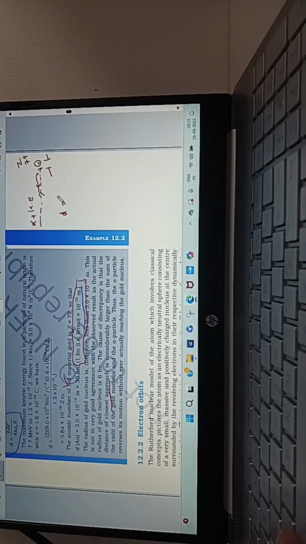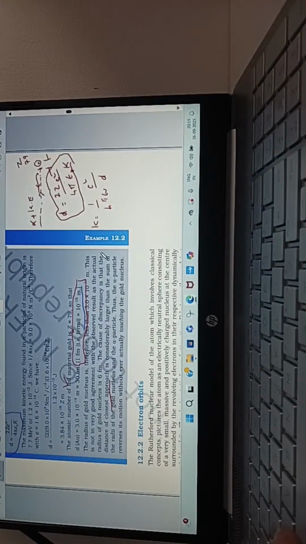The formula is given: 2ZE square divided by 4 pi epsilon naught K, where K is the kinetic energy. How this derivation came, you know or not? I derived and showed you in the previous PowerPoint presentation. Kinetic energy is equal to potential energy. Potential energy is 1 by 4 pi epsilon naught Q1 Q2, meaning E square by D, right? D comes to this side.